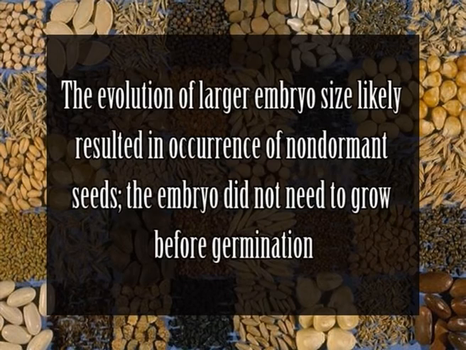and the evolution of larger embryo size likely resulted in the occurrence of non-dormant seeds, because the embryo did not need to grow before germination. It is therefore thought that increased relative embryo size is one of the main determinants or requirements for the evolution of other classes of seed dormancy.